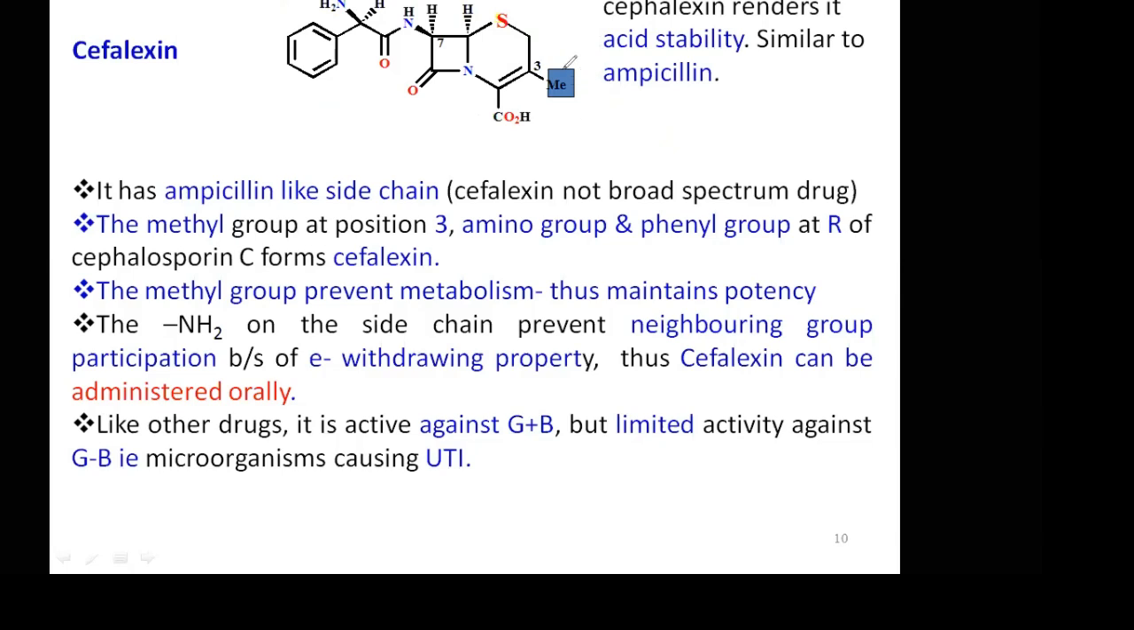They removed that pyridine molecule and placed only a methyl group here, and they brought an amine group. They even removed the heterocyclic ring and brought a benzene ring here. So cephalexin is a very good drug.